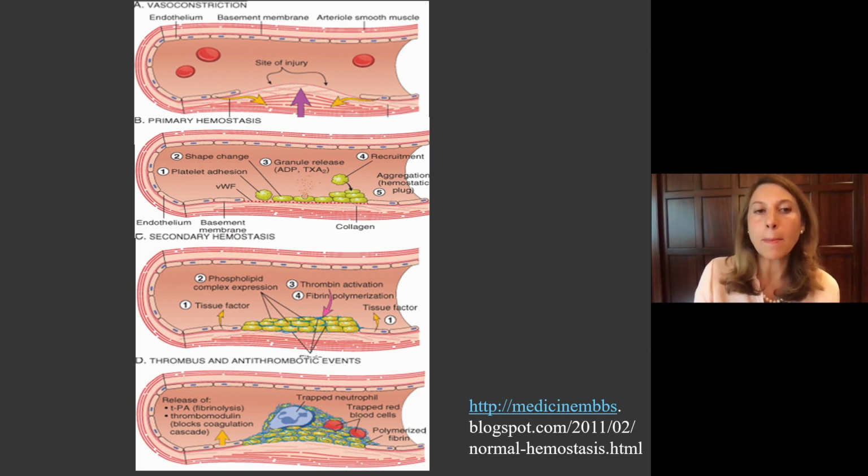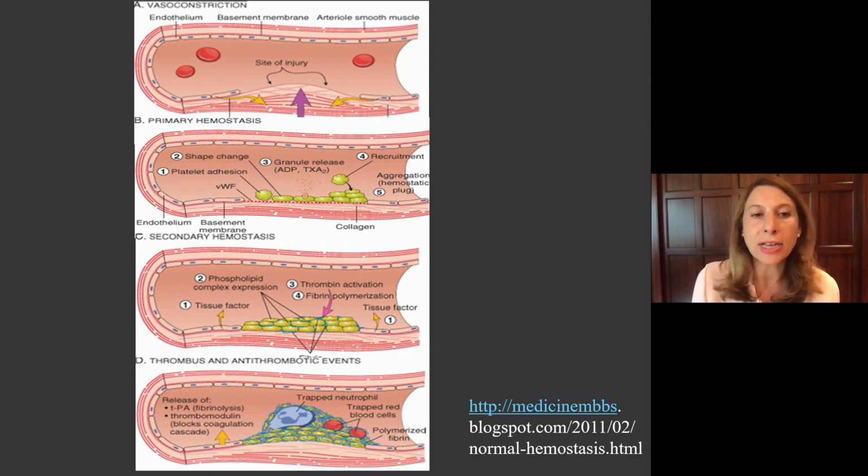When the platelet has adhered to the site of the vascular injury, it undergoes a shape change, and then it releases its granular content. Some of the things that are released include ADP and thromboxane, and those things can recruit other platelets to this area. And this is how a primary hemostatic plug is formed, and that's through a process of platelet aggregation.